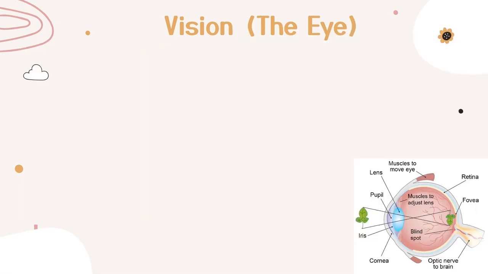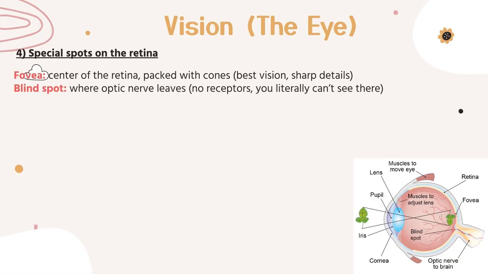4. Special spots on the retina. The fovea, which is the center of the retina, is packed with cones, giving the best vision and sharp details. The blind spot is where the optic nerve leaves. No receptors. You literally can't see there, the blind spot.